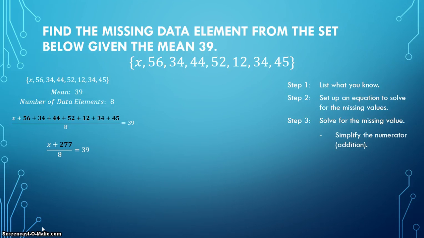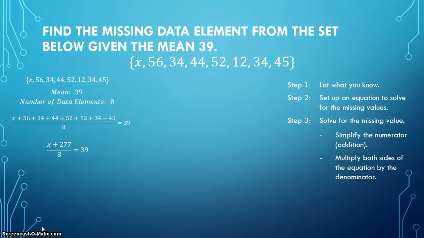We're going to end up with x plus 277 over 8 equals 39. So I add it all up and I rewrite the problem now. So we simplify the numerator as much as we can, because we can't add 6 and 277 together because x is a variable.